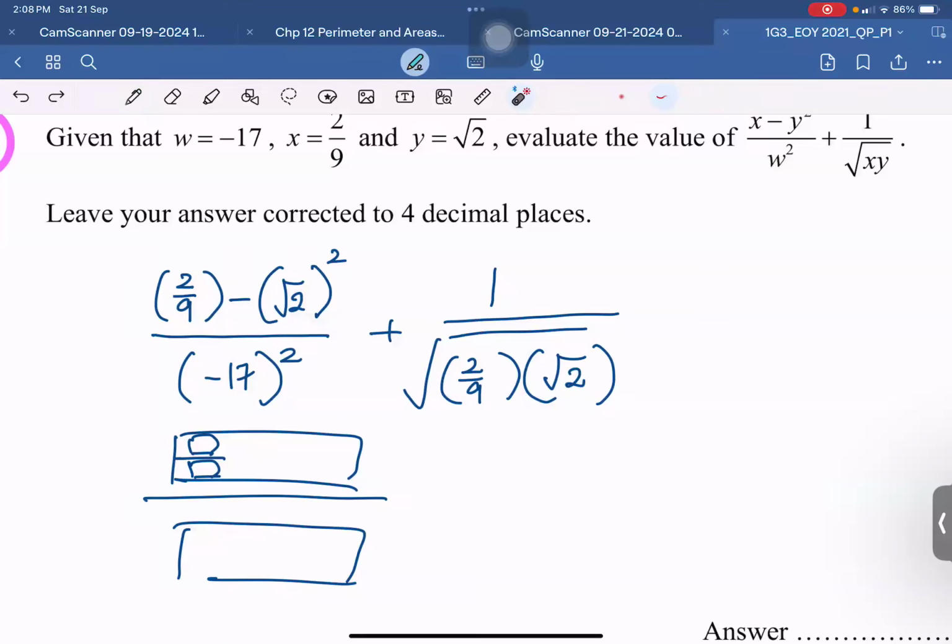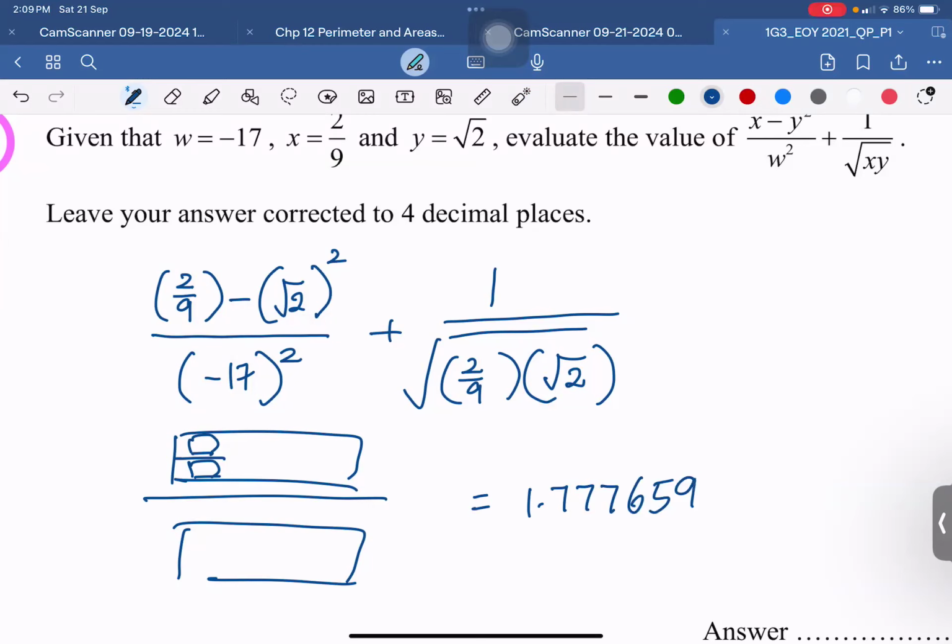Okay, minus bracket. Remember to put bracket out. Square root 2, close the bracket, move your cursor out, then square, over negative 17 whole thing squared. The square should not be inside the bracket. Please check. Fraction again, square root. First bracket, then bracket again, square root 2. Then close the bracket.